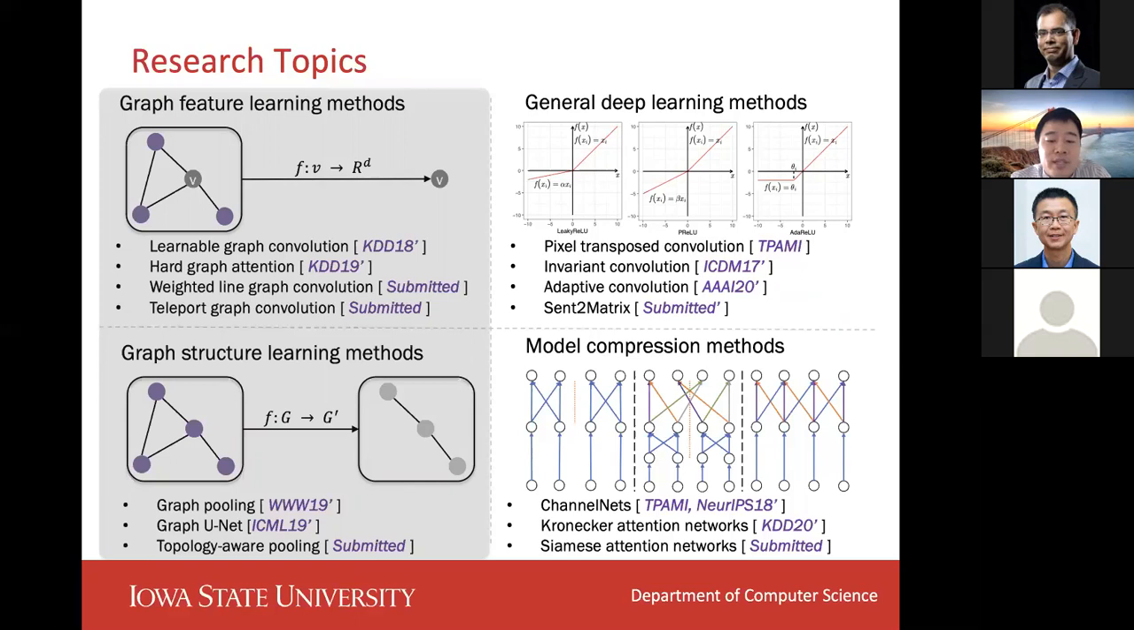And besides effectiveness, we also pay attention to the efficiency of deep learning methods. Currently, most deep learning methods are very heavy in terms of the number of trainable parameters and also the computational cost. So our proposed ChannelNets, Kronecker attention networks, and Siamese attention networks can significantly reduce the usage of computational resources.